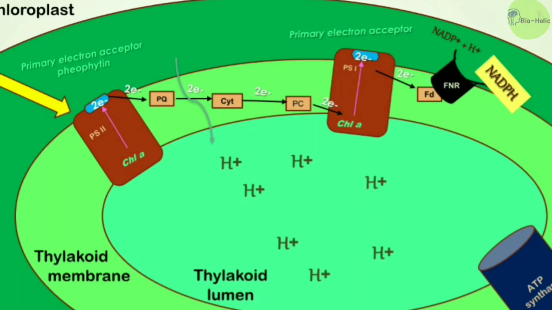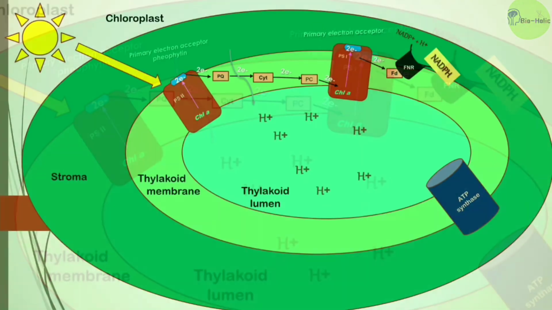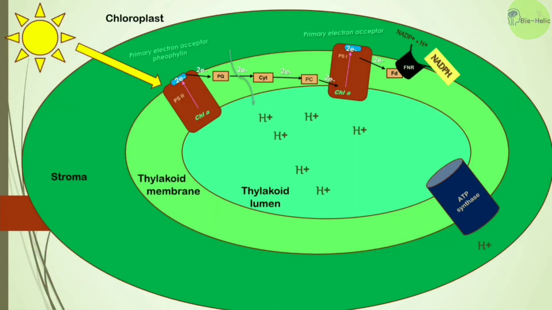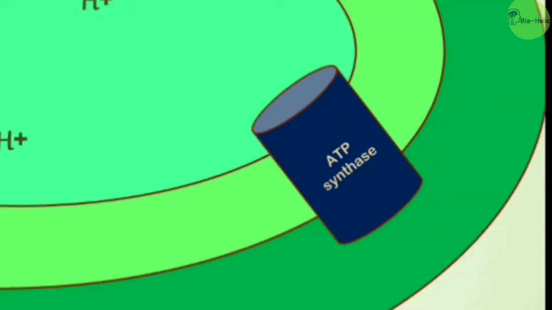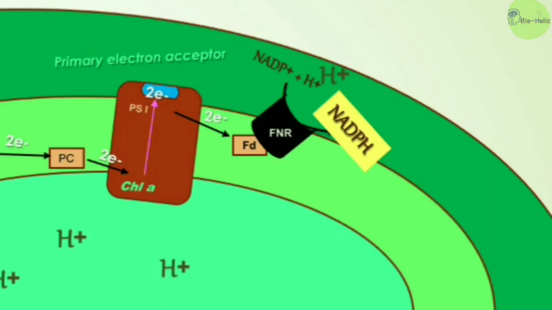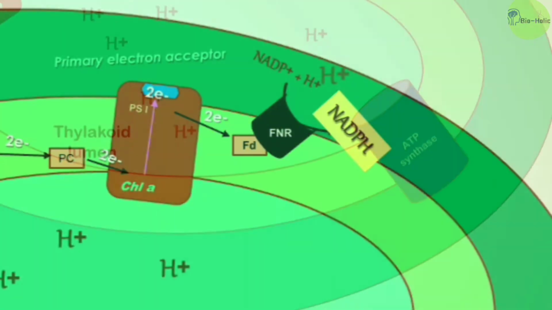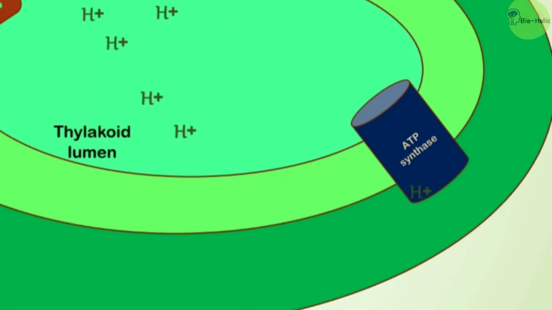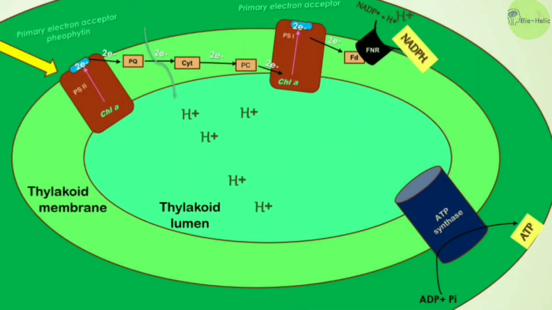What do you think? From where is the H plus coming? Actually, H plus ions that are stored in the lumen return to the stroma along the proton gradient via the transmembrane enzyme ATP synthase. And then it participates in the NADPH formation. ATP synthase uses the passage of H plus ions to catalyze the synthesis of ATP. So thus, in light reaction, NADPH and ATP are formed. Clear?